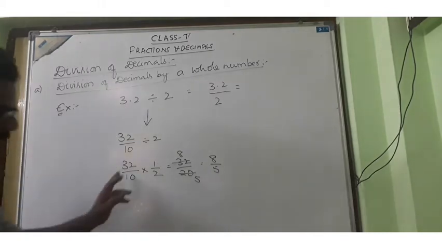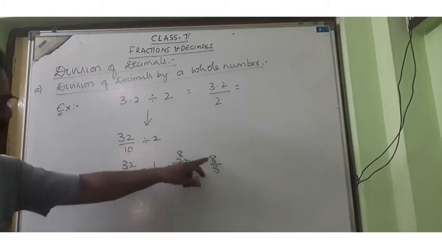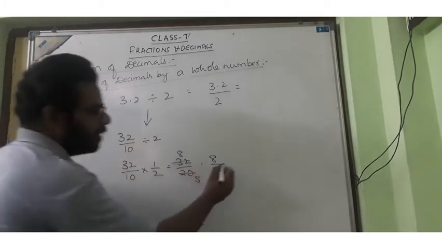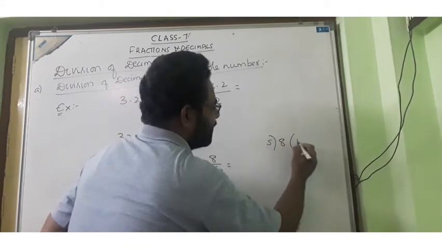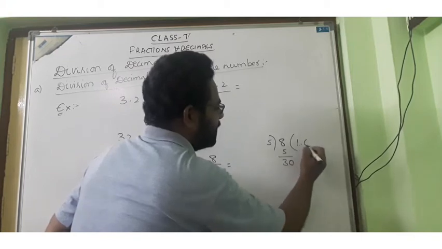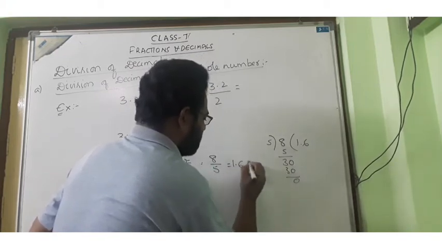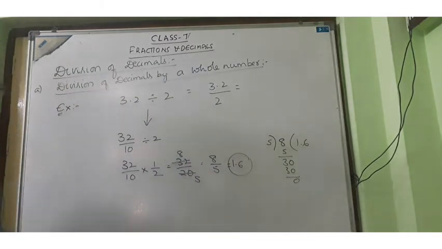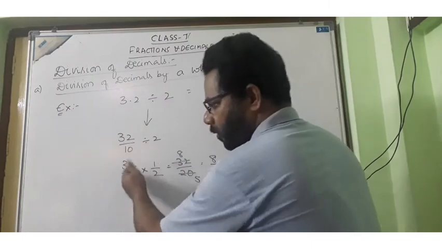Understand? That means fractionally we can write 8 by 5. So 8 by 5 can be divided. 5 ones are 5, 3 remainder. If you put a point, 30, 5 sixes are 30, 0. The answer is equal to 1.6. This is the final answer. How can we get this final answer? No need to do all these directly.